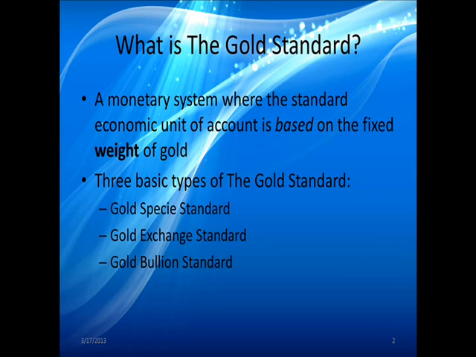Now you may have heard of the gold standard before and ask yourself, well, what exactly is it? The idea behind the gold standard is that we fix the value of currency to the weight of gold, usually an ounce of gold. And there are three types of this gold standard. The gold species standard, the idea that people exchange gold and coins, and this was more frequent in ancient times. The gold exchange standard, where we fix the value of money to the weight of gold. And more recently, the gold bullion standard has the same properties as the gold exchange standard, except that we allow people to purchase gold from the government.